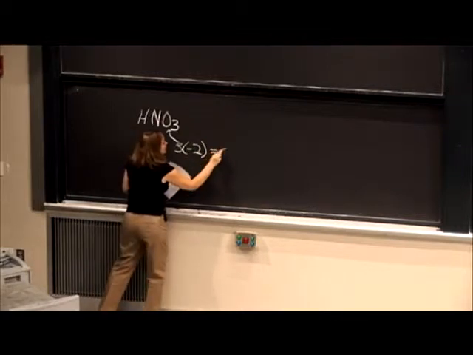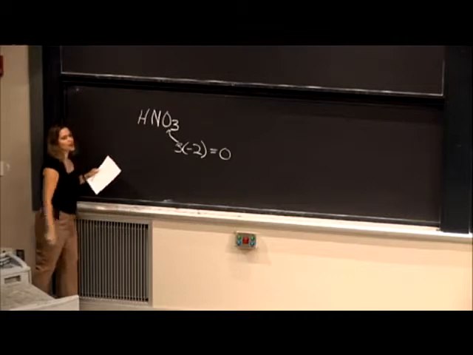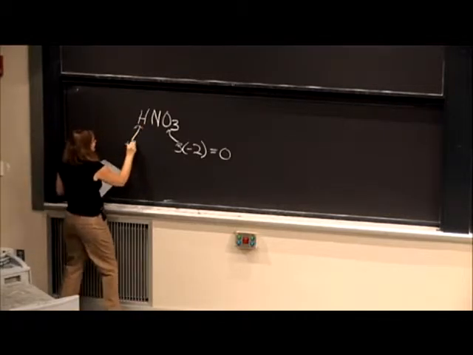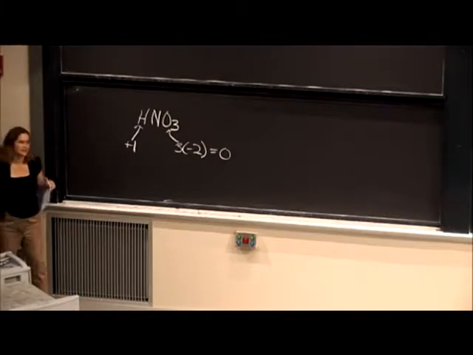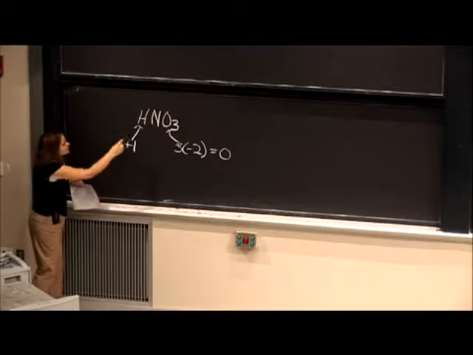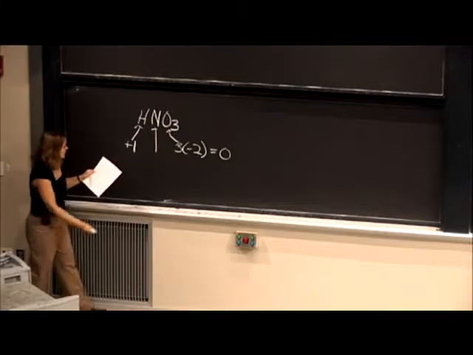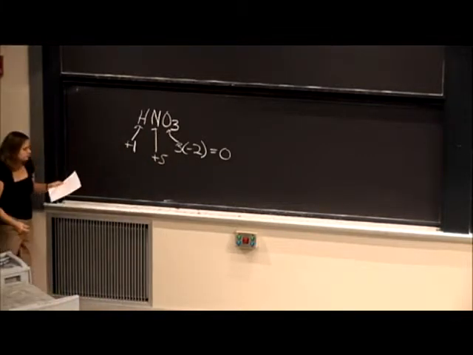And we need to have this all add up to 0 again. So what about hydrogen? +1. What's the exception to that rule? When it's with a metal. So what does that leave for nitrogen? +5. And that'll all add up.